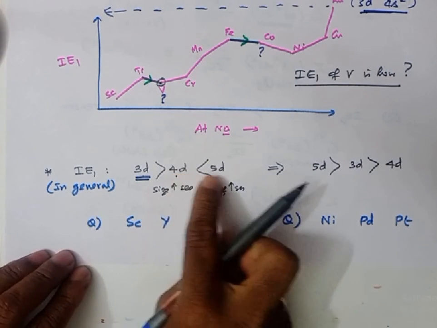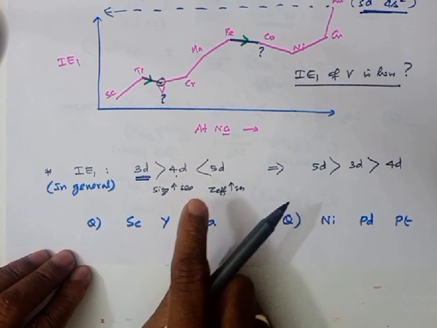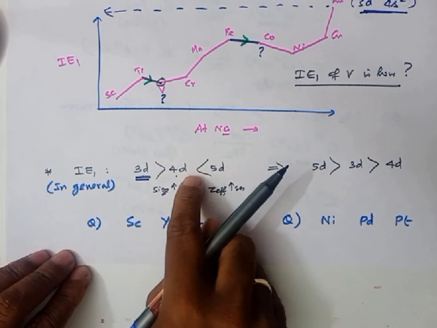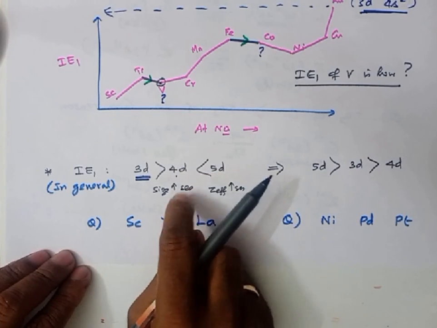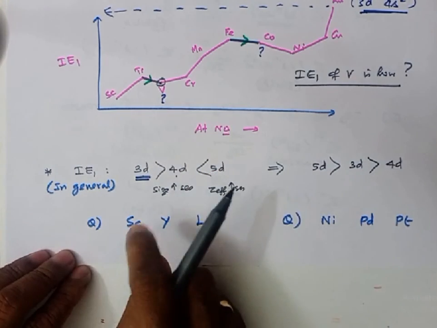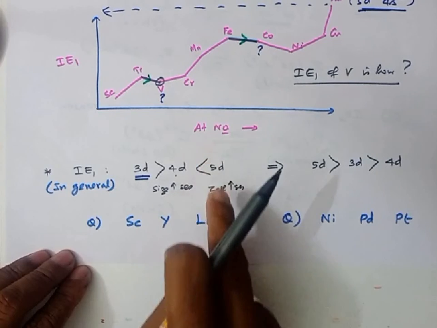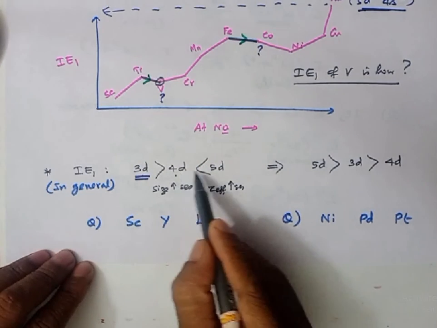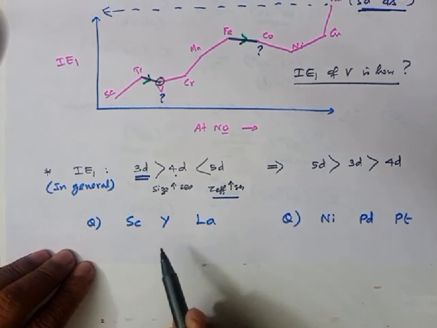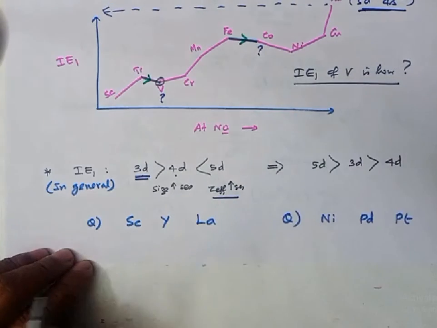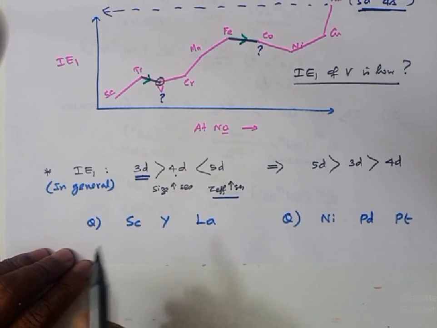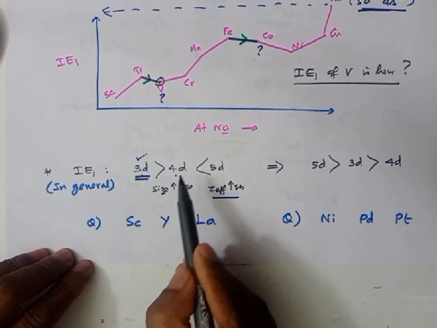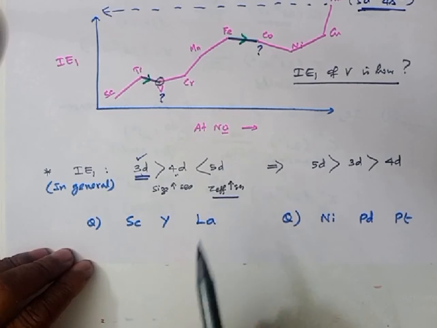If you compare 4d and 5d, student, you have 4f electrons. The 4f electrons come in 5d, so lanthanide contraction will come. Because of lanthanide contraction, effective nuclear charge increases. From 4d to 5d, effective nuclear charge increases, therefore ionization energy increases. So if you compare 3d and 4d, 3d has higher ionization energy. If you compare 4d and 5d, 5d has higher ionization energy.